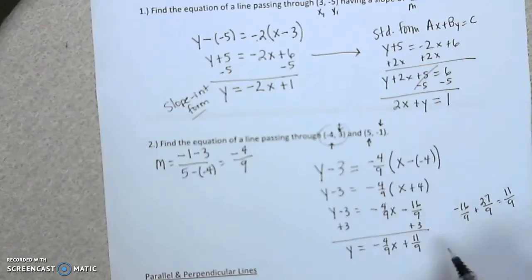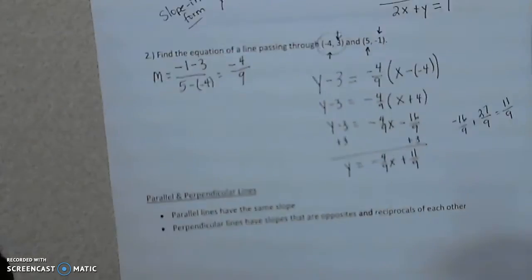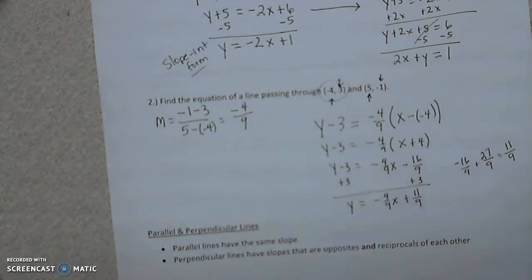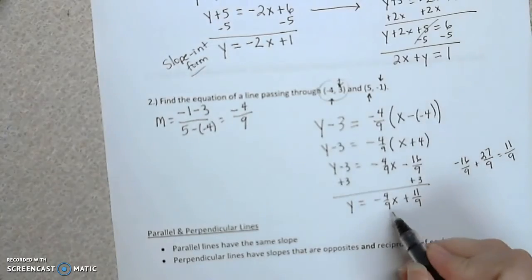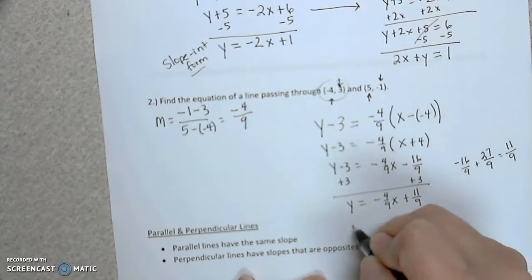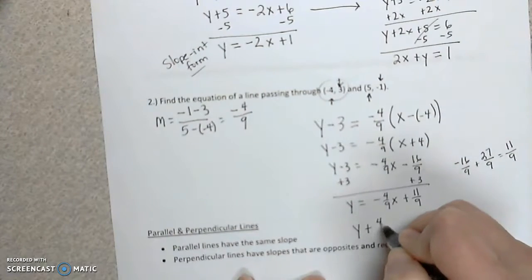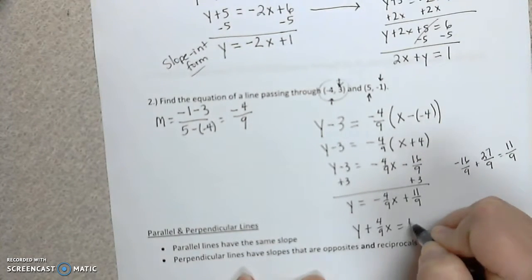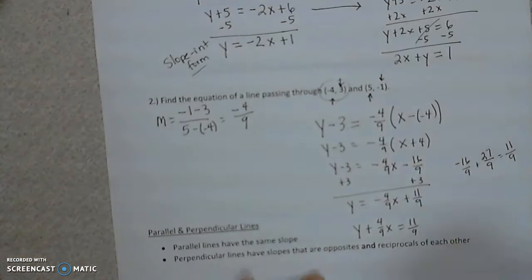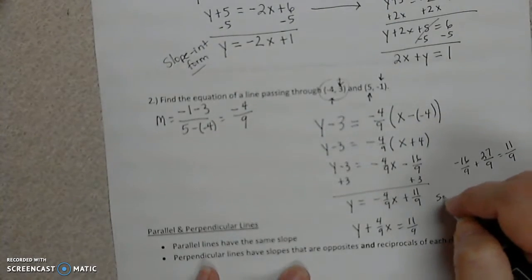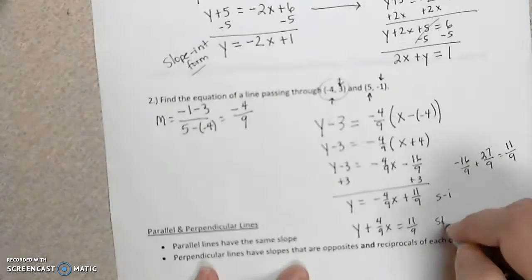Alright, remember this is slope-intercept form. To rewrite in standard form, I could simply take this and move it over, and I would have y plus 4/9 x equals 11/9. So this is slope-intercept, this is standard.